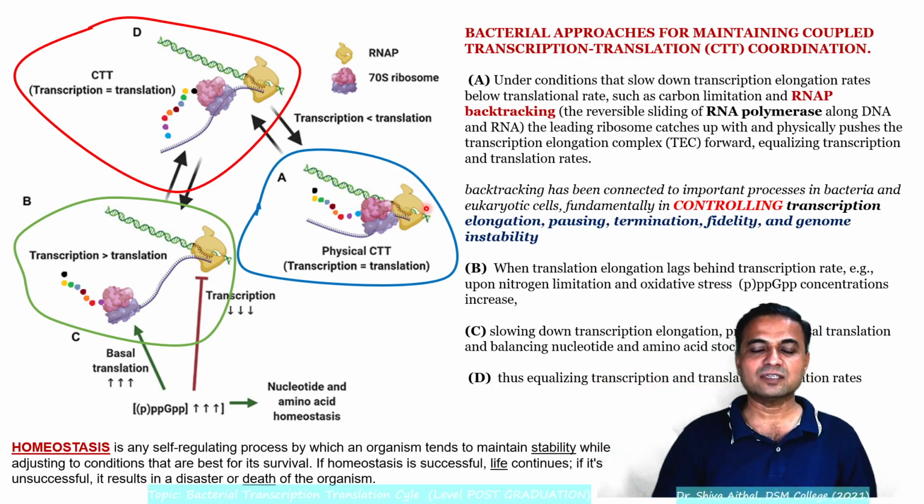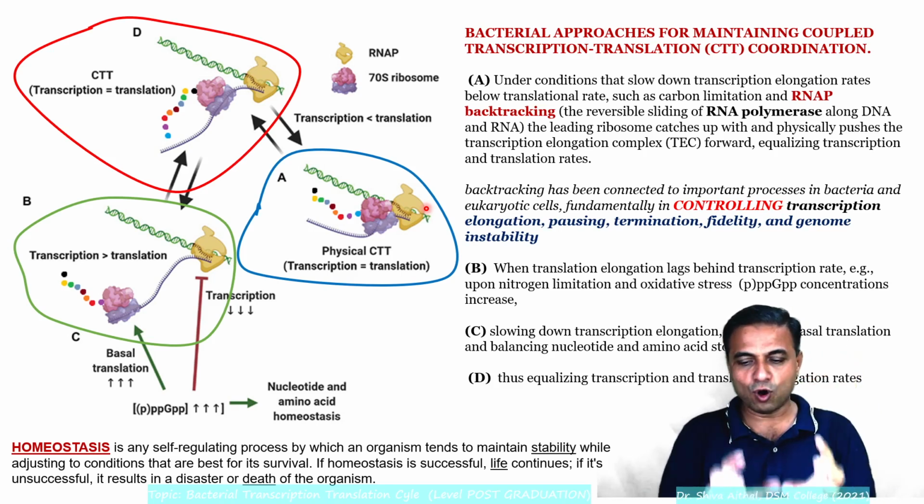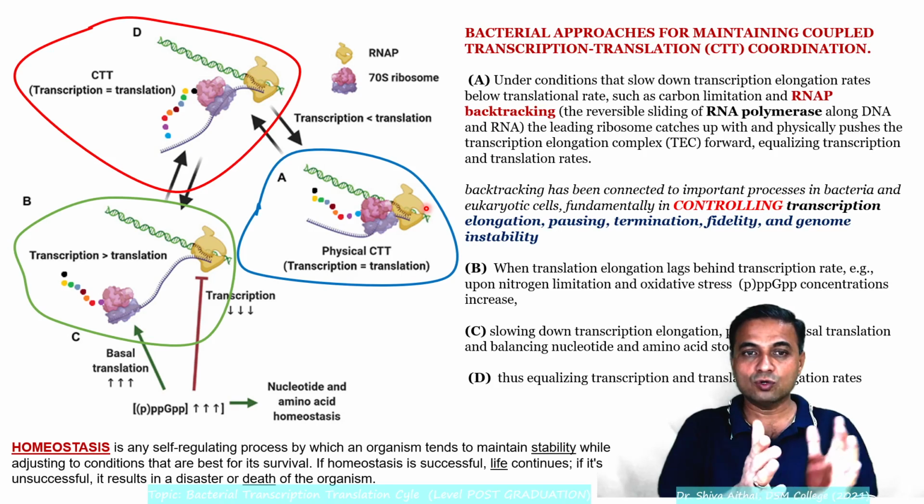So backtracking has been connected as an important process in bacteria, and in eukaryotic cells backtracking is also found. It is one of the fundamental processes in controlling transcription elongation, pausing, termination, high fidelity of the process, and genomic instability. All these are governed by backtracking.